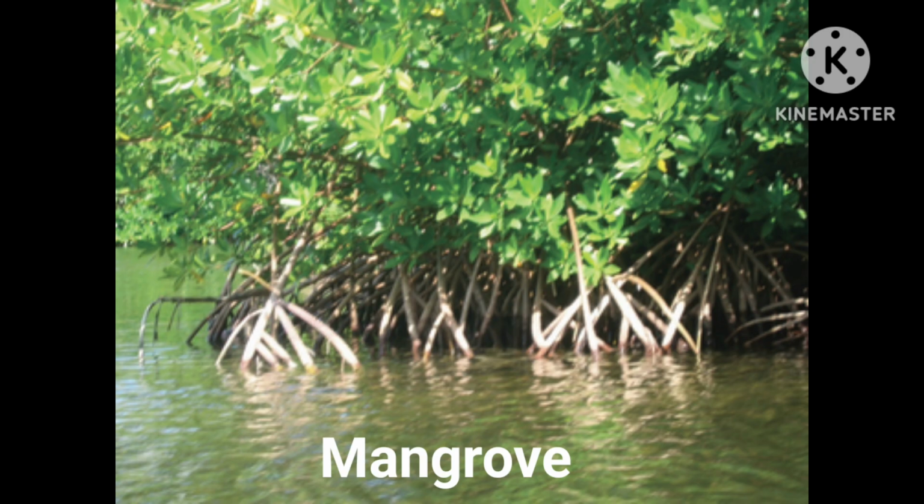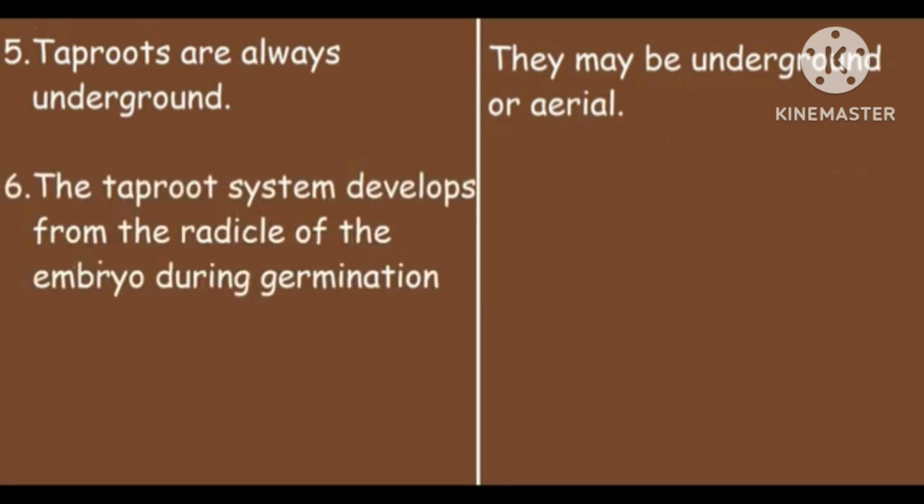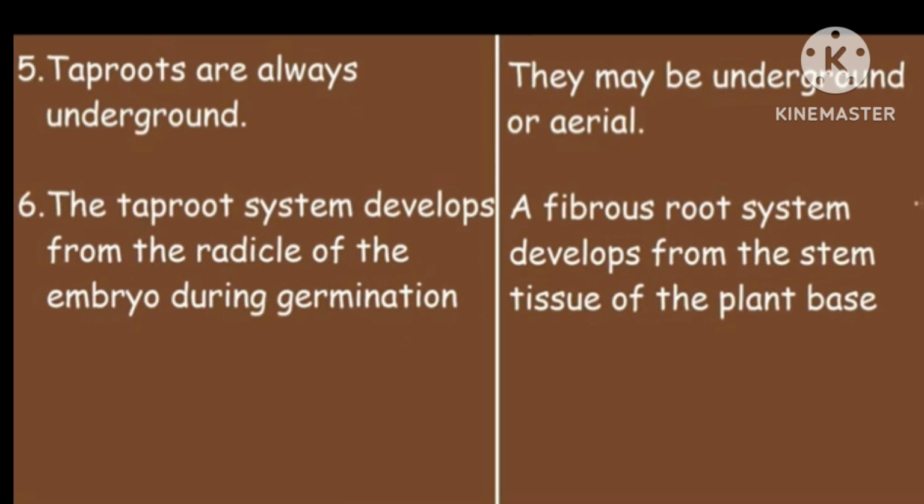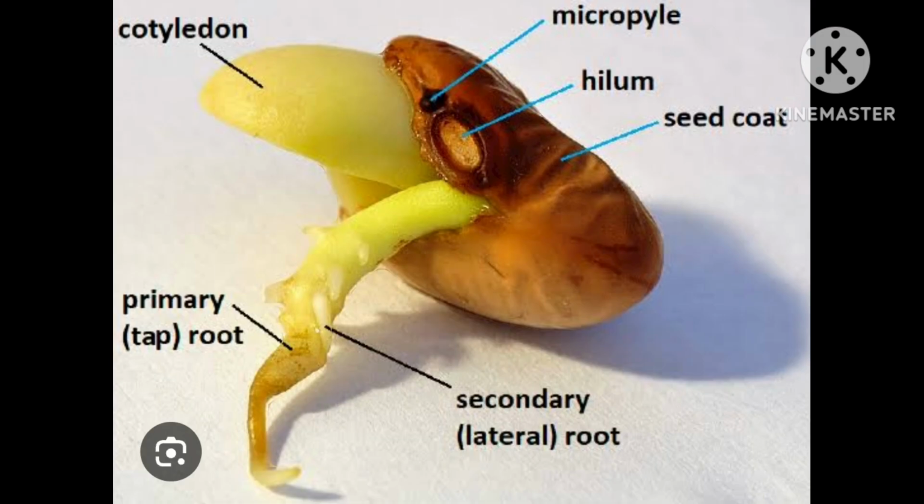Mangrove plants grow in swamps where the mud is clayey and it is very difficult for them to breathe under the soil. In those cases, these fibrous roots come out and help the plants in breathing. The taproot system develops from the radicle of the embryo during germination, whereas the fibrous root system develops from the stem tissue of the plant base.